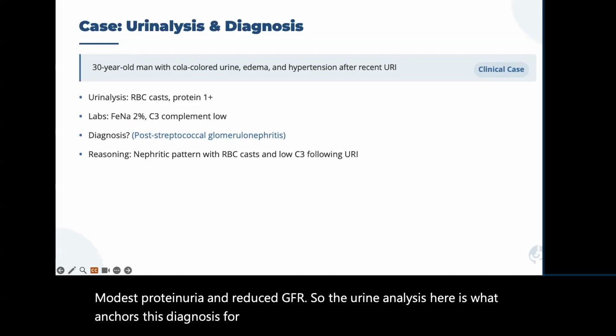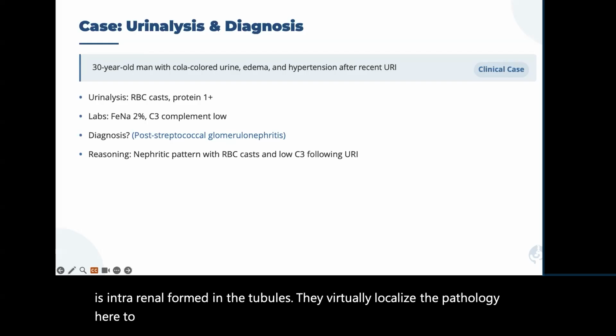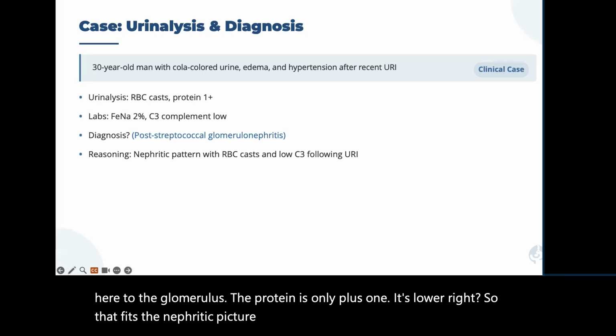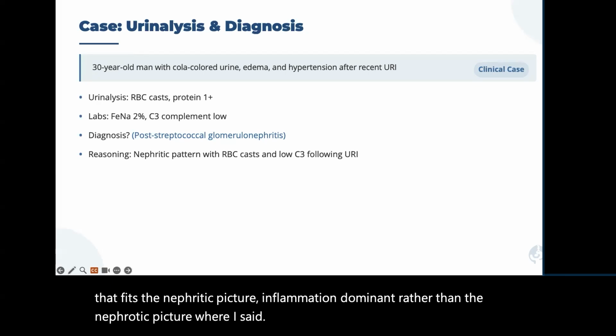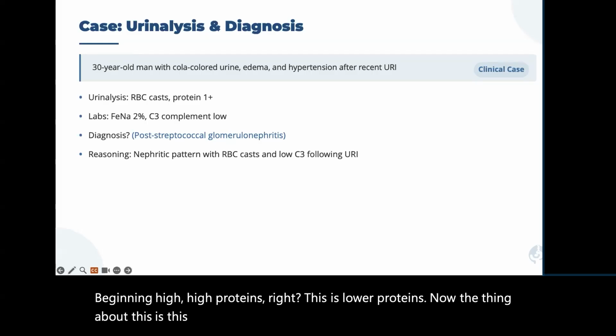The red blood cell cast means that the bleeding is intrarenal, formed in the tubules. They virtually localize the pathology here to the glomerulus. The protein is only +1. It's lower, right? So that fits the nephritic picture. Inflammation dominant, rather than the nephrotic picture where I said in the beginning, high proteins, right? This is lower proteins. Now, the thing about this is this intrinsic glomerular disease situation.